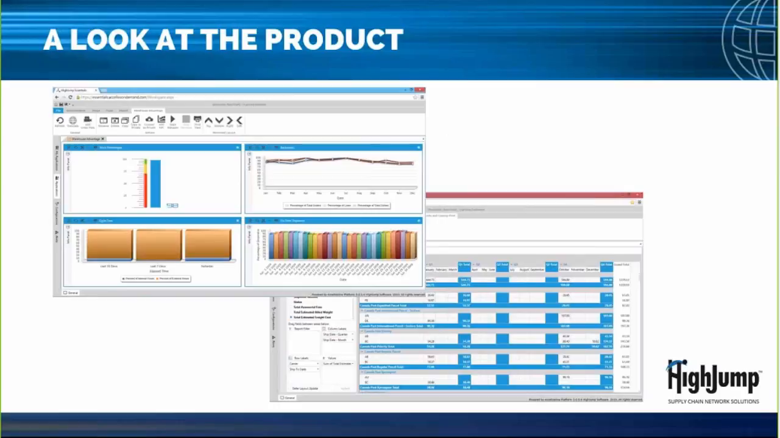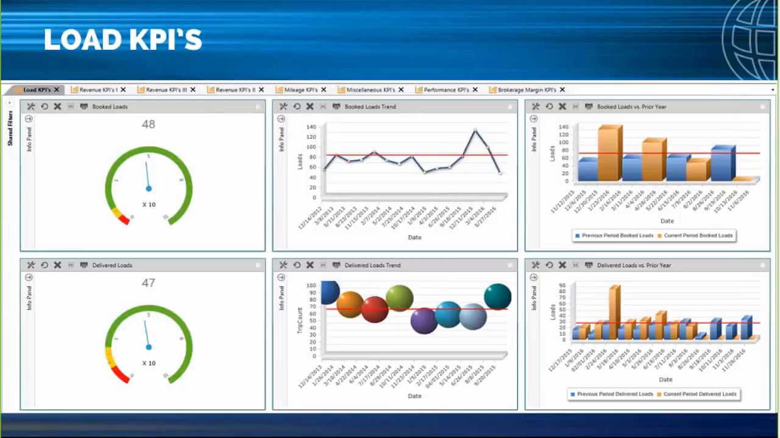Let's take a look at some of the different KPIs that are built into the Pulse product. This is an example of some of the load KPIs that come with the Pulse product. Once again, we're looking at a view, and within that view, there are 6 different panels. We can see our booked loads KPI in the upper left, and we can set this up so it can look at any date range, and this goes for any of the KPIs, whether we want to look at the booked loads today, this week, this month, this year. Once again, any user definable time frame, you can set that up. And in real time, as loads get booked, this gauge is going to move.